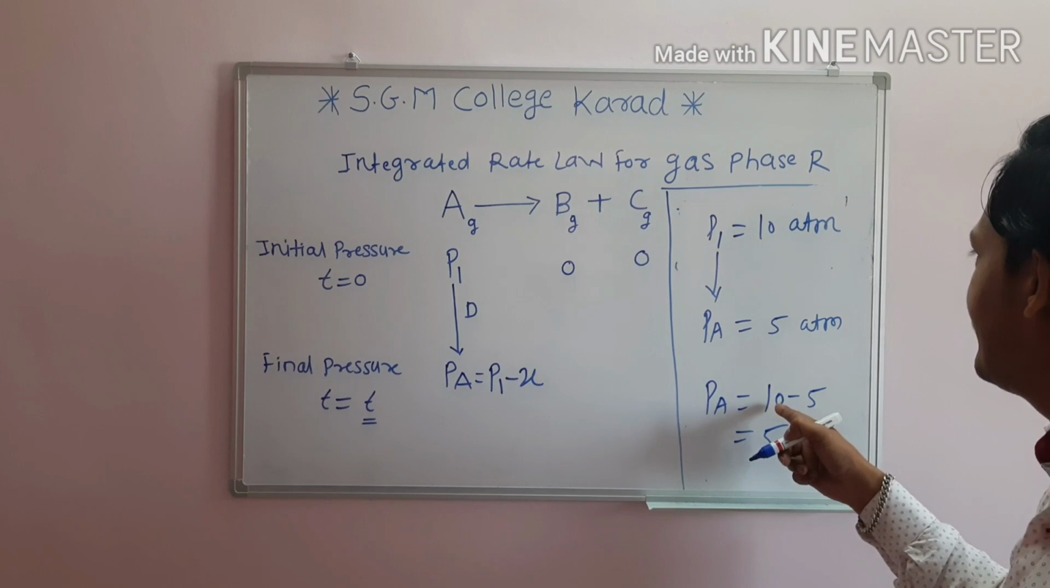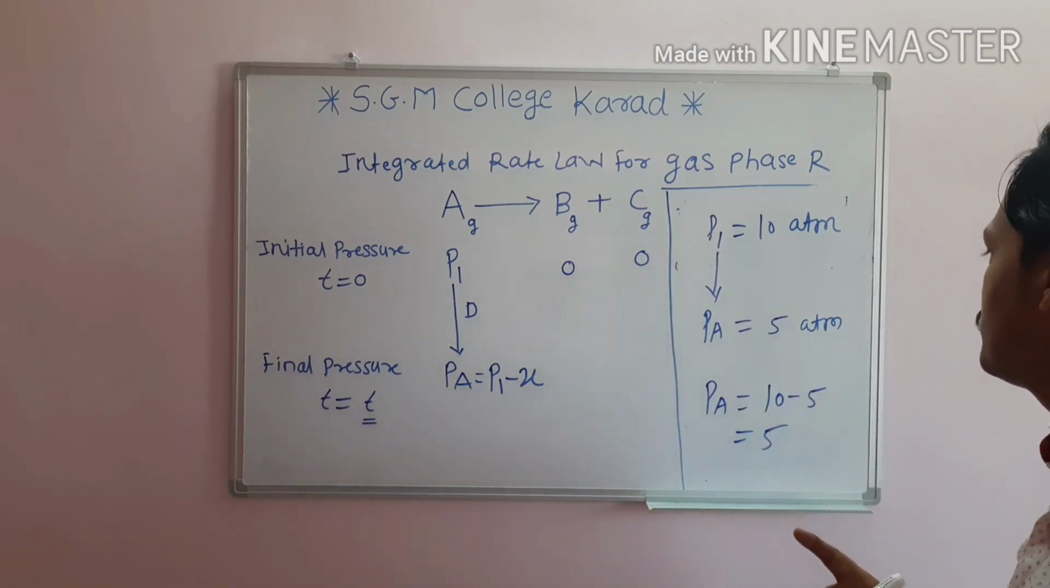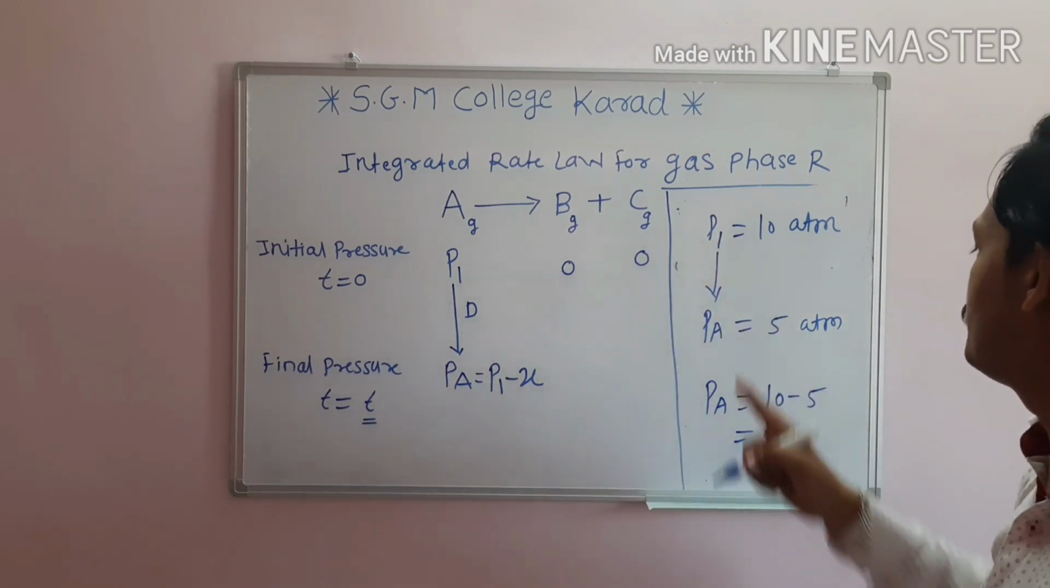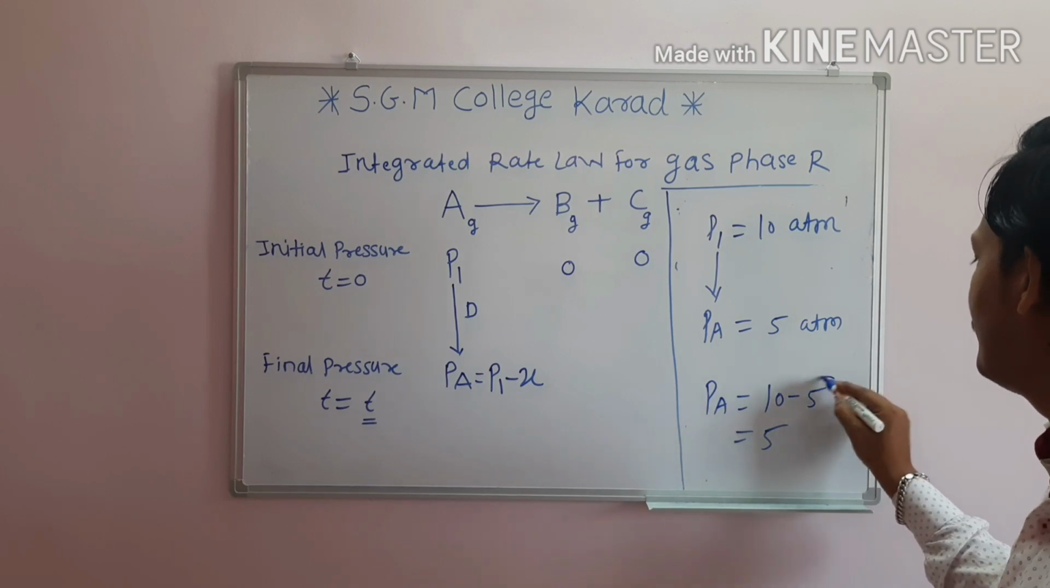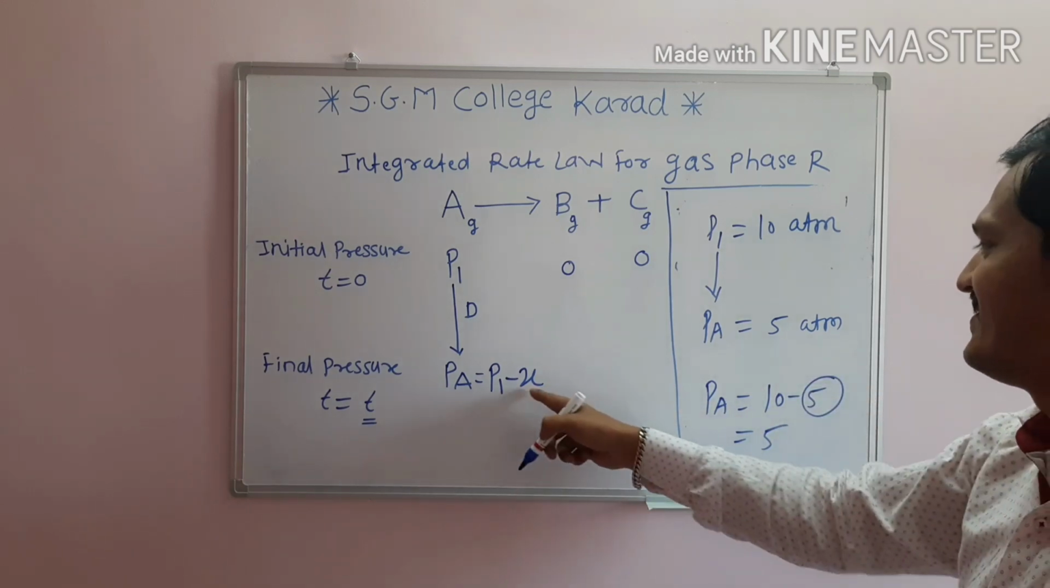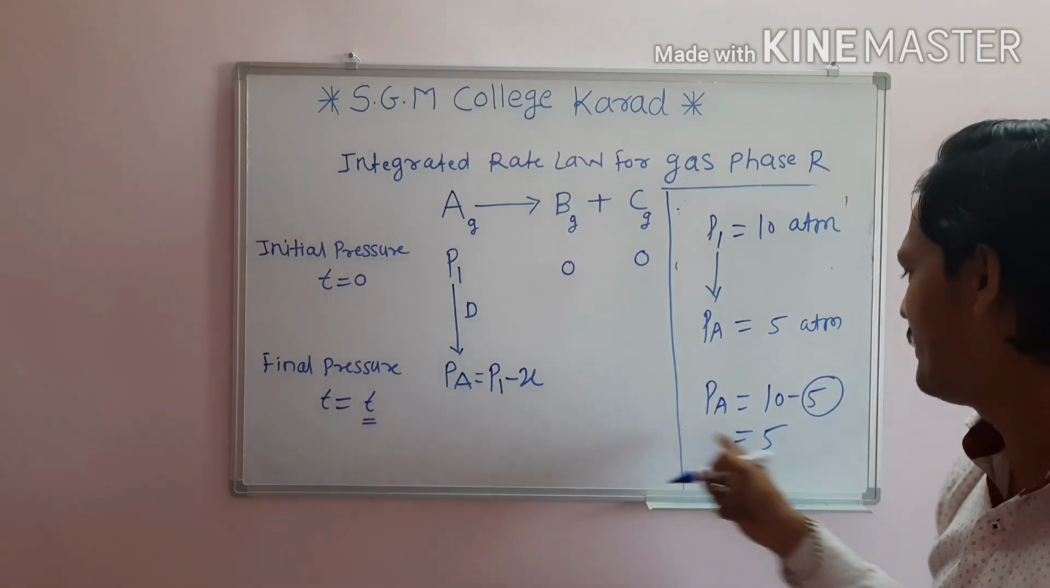What is the value of 10? That is the initial pressure of the gas, that is P1, minus 5. 5 means the value of X. Okay, so the answer must be 5.